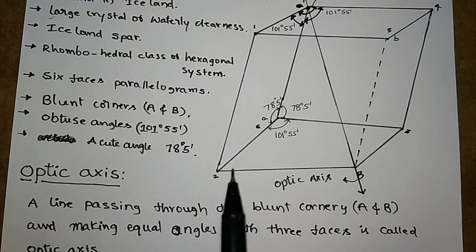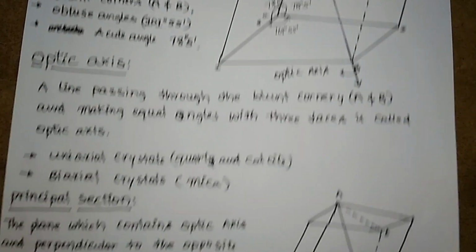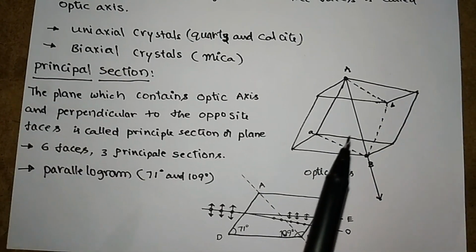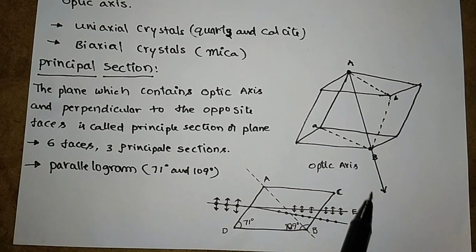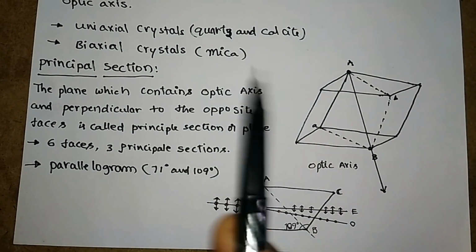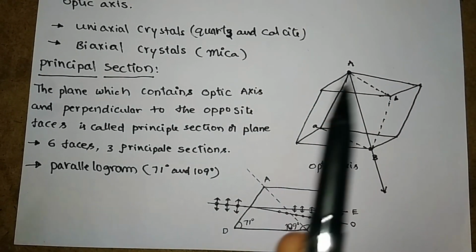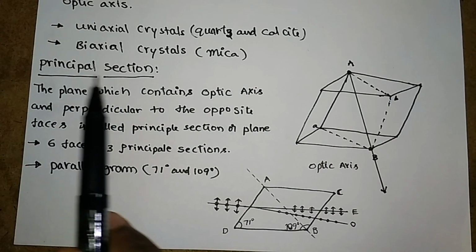Okay. Now we are going to learn about the principal section or principal plane. For that, I draw the above diagram here to understand what the principal section is. Okay, here is the optic axis. A and B are blunt corners, as we discussed previously. Okay, now we see the definition of the principal section.